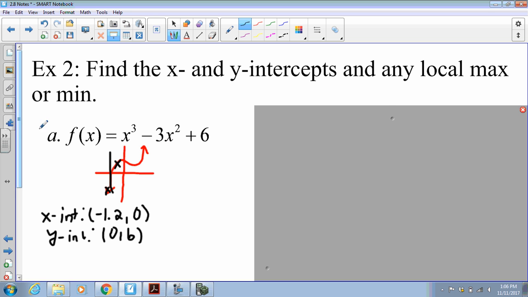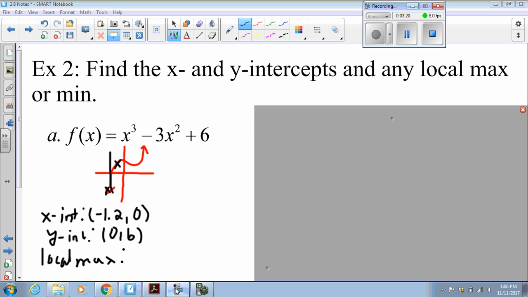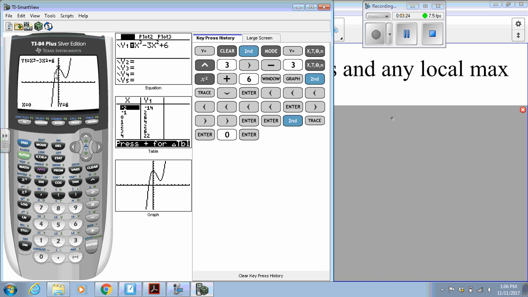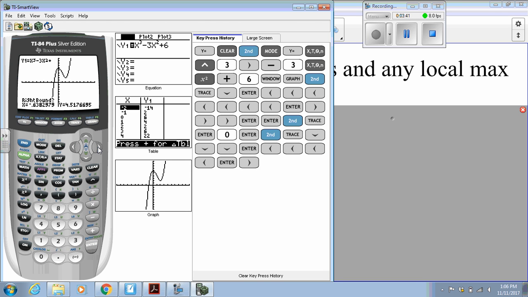Okay. Now the next thing is we're going to find a local max. So here we're going to write it as an ordered pair. Now notice right here, where the hump goes up and then goes back down, that's going to be your local max. So I'm going to go second, trace, and because we're trying to find the max, I'm going to go to number 4. Now left bound just means the left-hand side of the hump, so anywhere on the left-hand side, and the right bound means anywhere on the right-hand side of the bump.